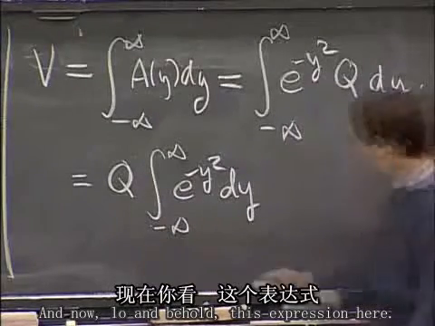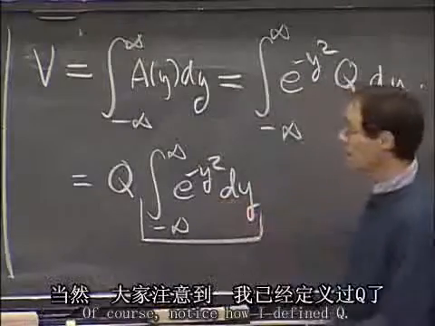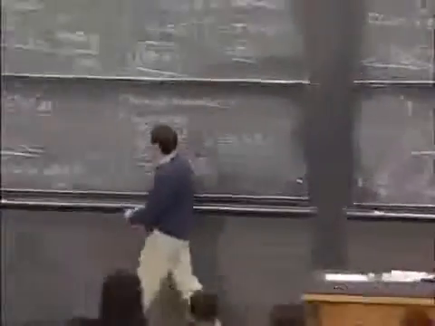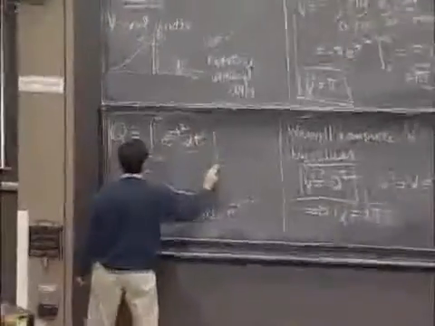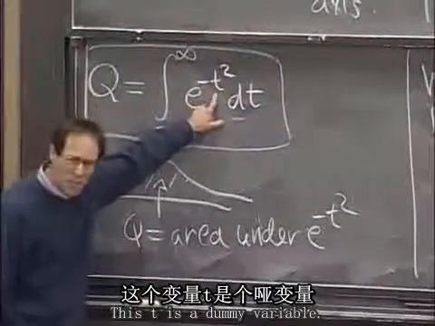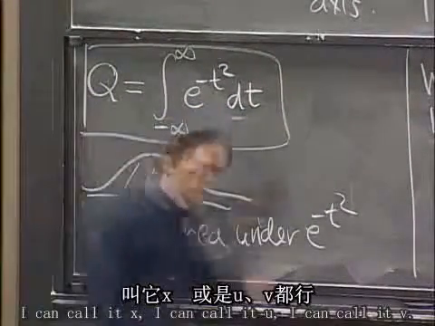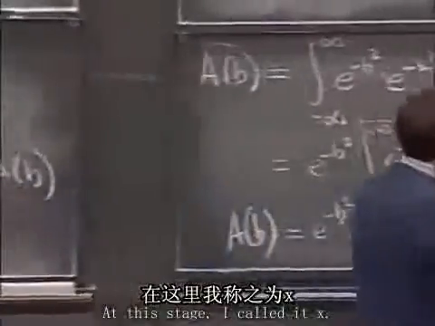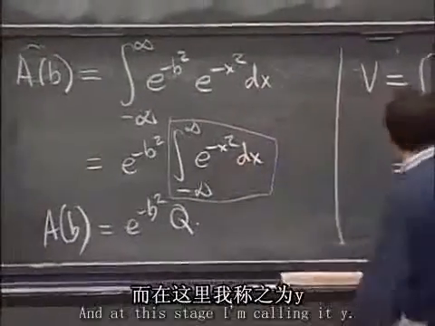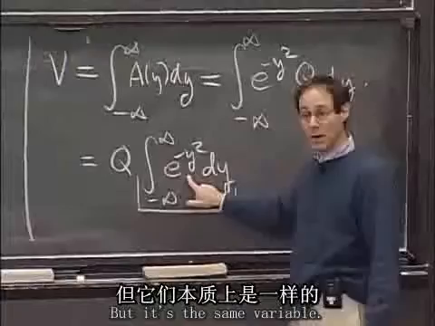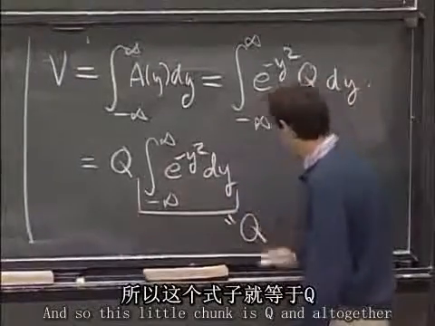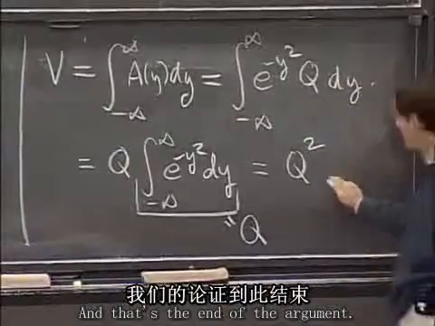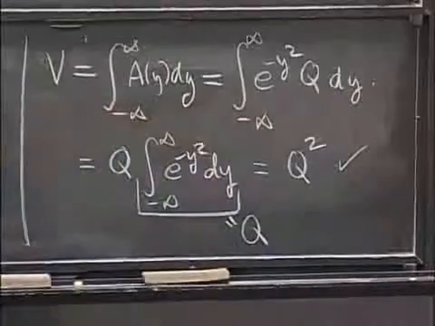And now, lo and behold, this expression here, of course, notice how I defined q. Let's go back carefully to where q is defined. Here's q. This t is a dummy variable. It doesn't matter what I call it. I can call it x, I can call it u, I can call it v. In this case, I've given it two different names. At this stage, I called it x, and at this stage, I'm calling it y, but it's the same variable. And so this little chunk is q, and altogether I have two of them for q squared being the total. And that's the end. That's the end of the argument.